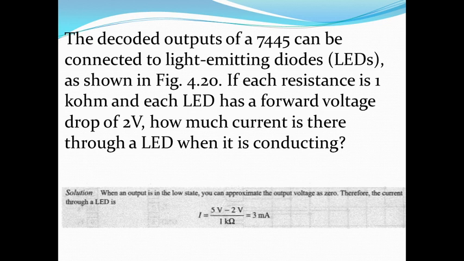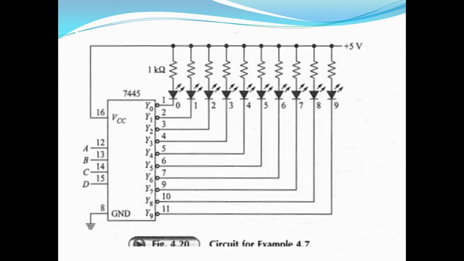The decoded output of a 7445 can be connected to light-emitting diodes, LEDs, as shown in figure 4.20. If each resistance is 1 kilo ohm and each LED has a forward voltage drop of 2 volts, how much current is there through the LED where it is conducting? See how the circuit is connected.